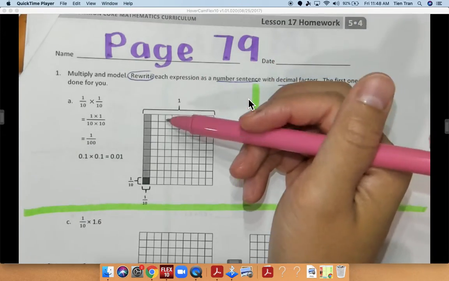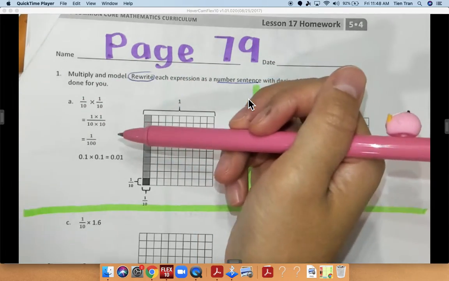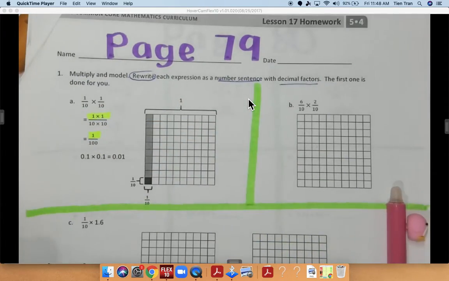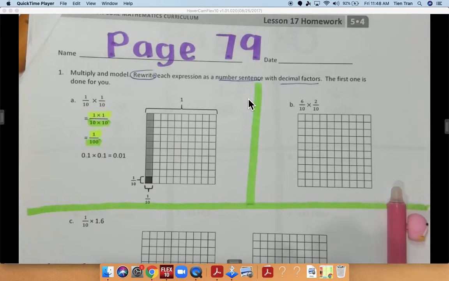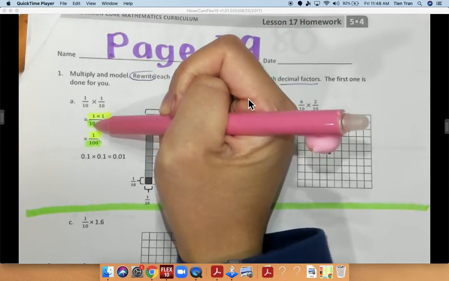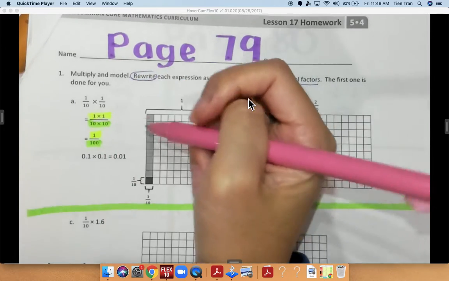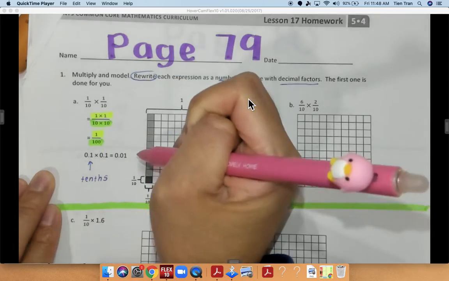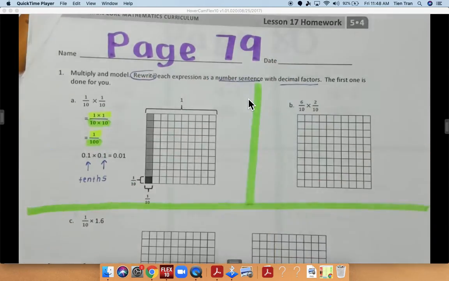Because if you notice here, this is the given equation. So we're going to multiply. 1 times 1 is equal to 1. And 10 times 10 is equal to 100. So how would I write that as a fraction? 1/10 times 1/10. The 1 is in the tens place. Okay? So 1/10 times 1/10 is equal to 1/100.